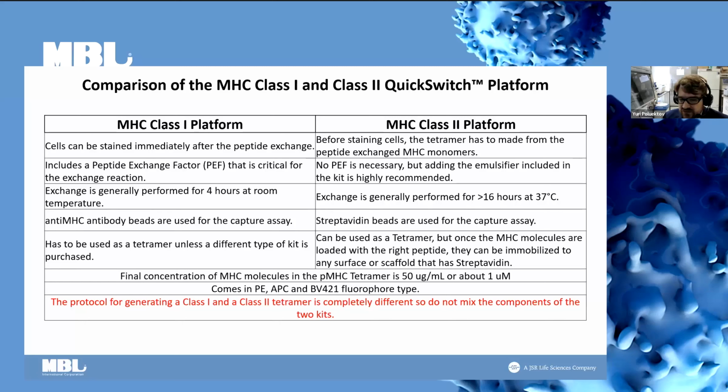Both kits produce a final concentration of MHC molecules in your peptide MHC tetramer of about 50 micrograms per mL, or about 1 micromolar, slightly higher than 1 micromolar. Both kits come in PE, APC, and brilliant violet fluorophore types. Some of the kits sold have different incubation times and temperatures designed for a specific MHC allele, so please be careful and check the instructions before performing the peptide exchange reaction.